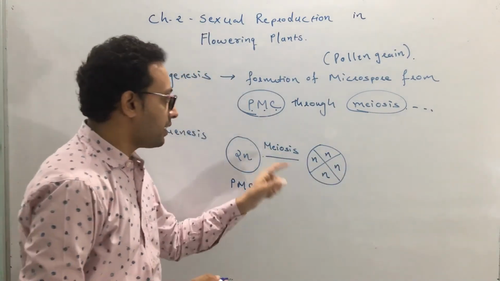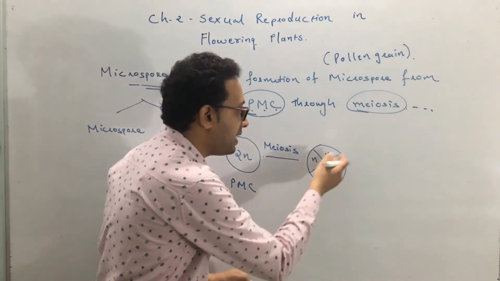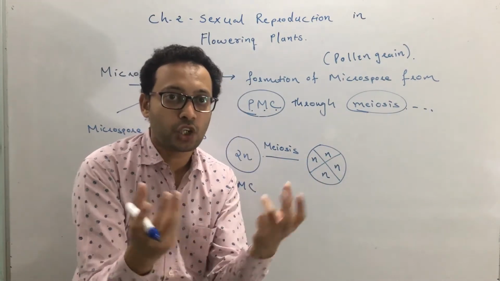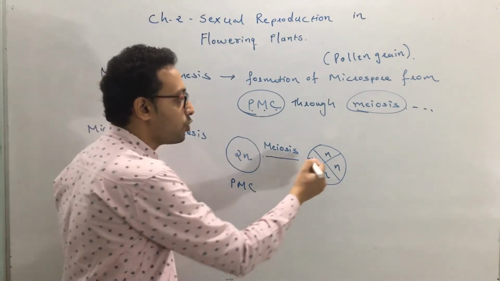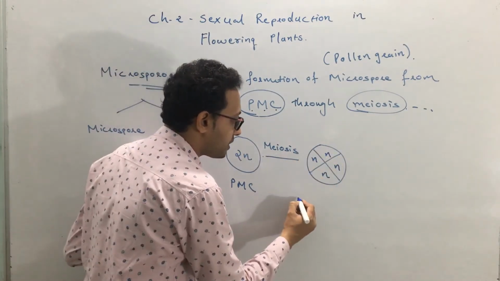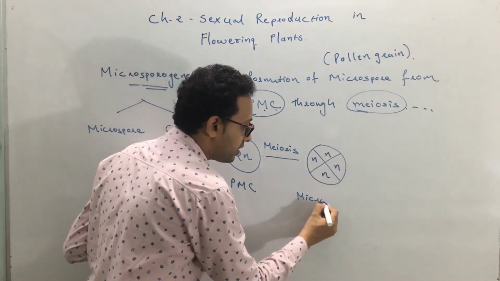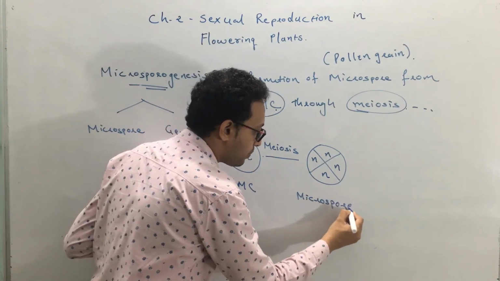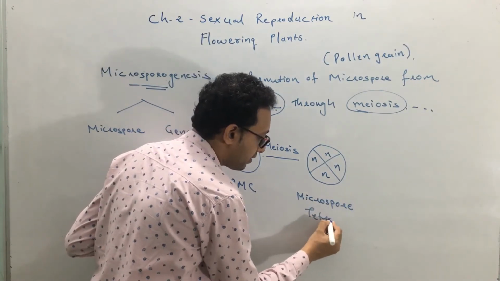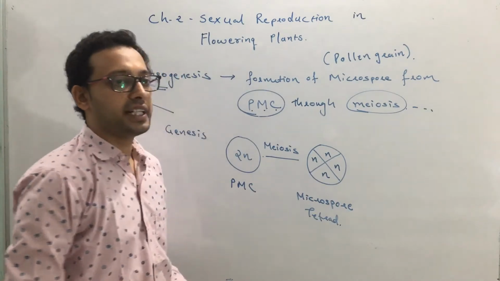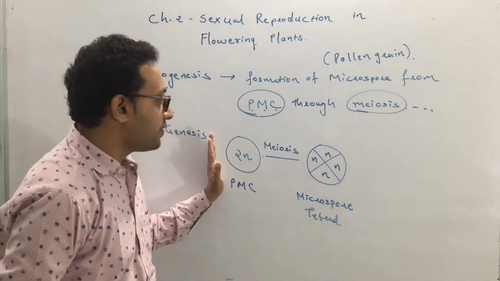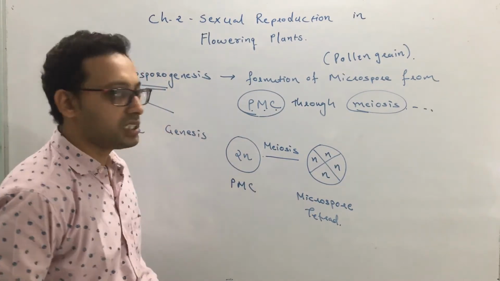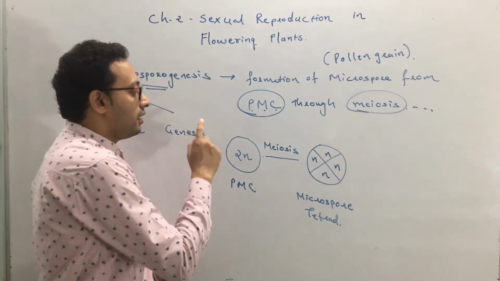Okay, but see, these 4 cells remain attached. They form a cluster, a group of 4 cells. They are not separated from each other. So this group of 4 cells, or the cluster of 4 cells which remain attached, is called a microspore tetrad. What do we call it? Microspore tetrad. Okay, so this is the first step in microsporogenesis. What is the first step?